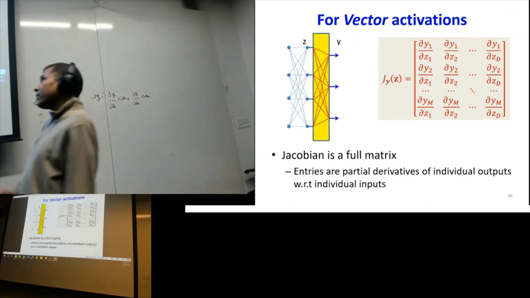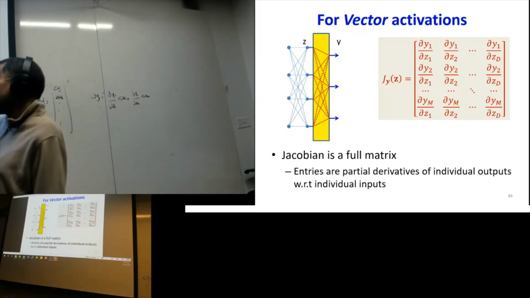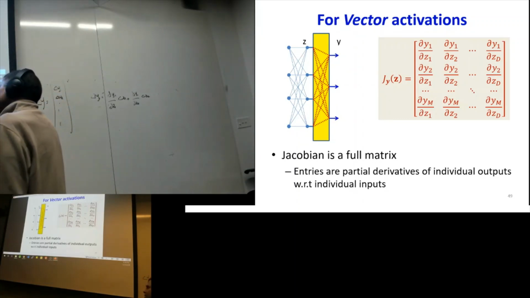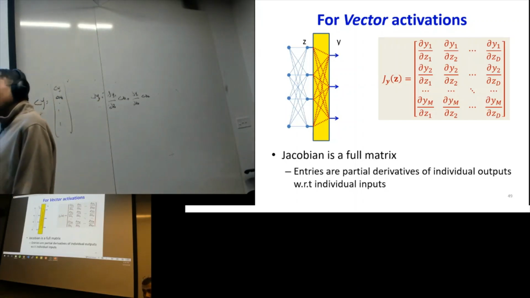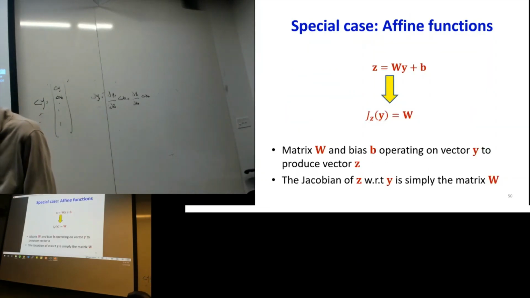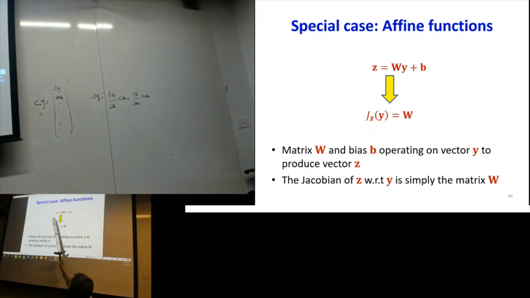On the other hand, if I have a proper vector activation, where each output is a function of every input, then the Jacobian matrix is no longer going to be diagonal. Every entry in the Jacobian matrix is going to have some value, and all of the entries are partial derivatives of the individual outputs with respect to individual inputs. Now, here are some special cases, and these are important. If I have a relationship of this kind, Z equals WY plus B, then the Jacobian of Z with respect to Y is simply going to be this weights matrix W.